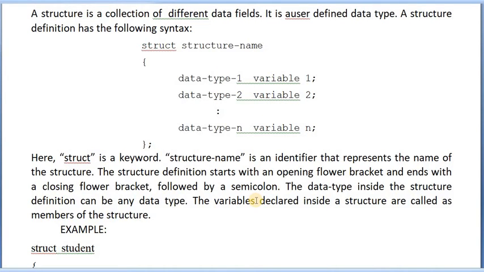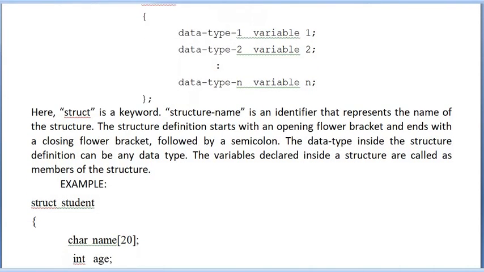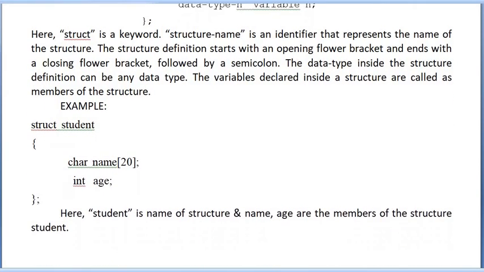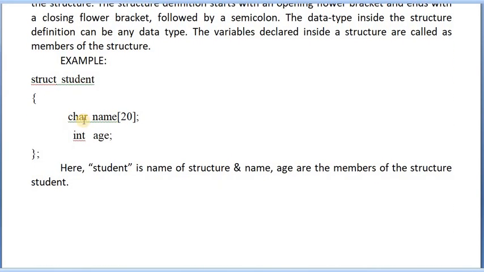One integer, one float, any data type. The variables declared inside a structure are called structure members. It is another example. Here student is the name of the structure, and name and age are the structure members.